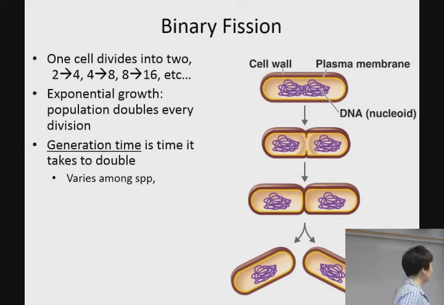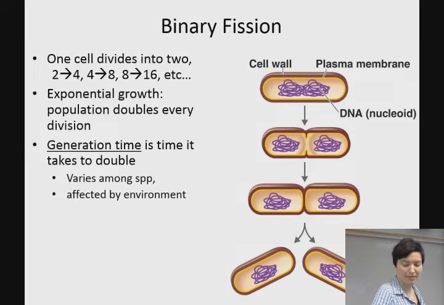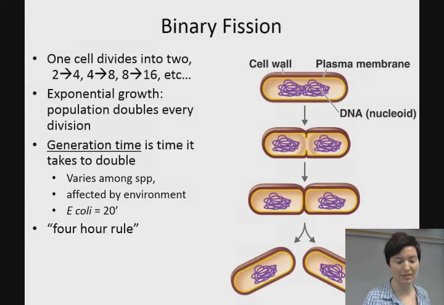This does vary among species, as we've already discussed, and it is affected by the environment. So depending on how optimal the environment is for the cell, it might slow or speed up the generation time. But E. coli, for instance, at optimal conditions, has a 20-minute generation time. Now that is pretty staggering. Just think about how quickly that population can grow as long as everything is ideal. This is the basis of the 4-hour rule if you've ever worked in food service. Which is what? Does anyone know what this 4-hour rule means?